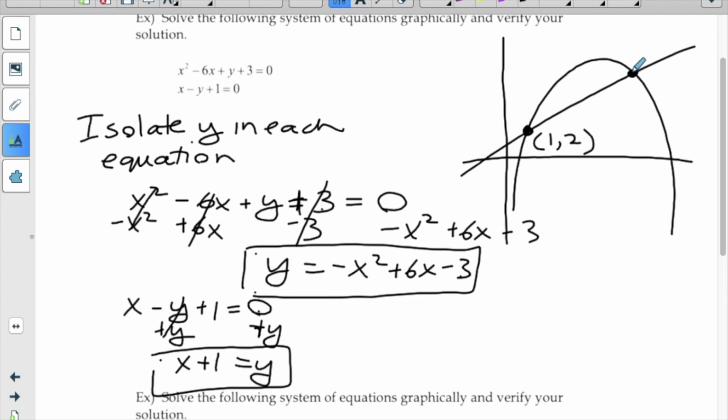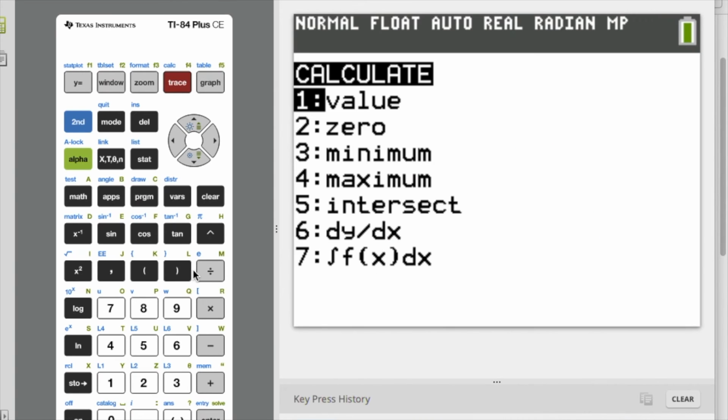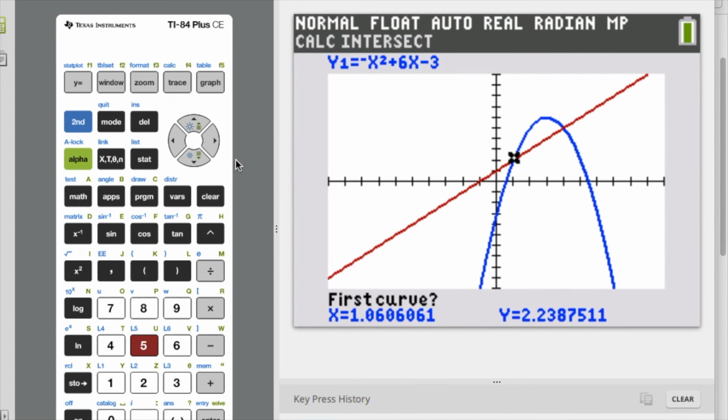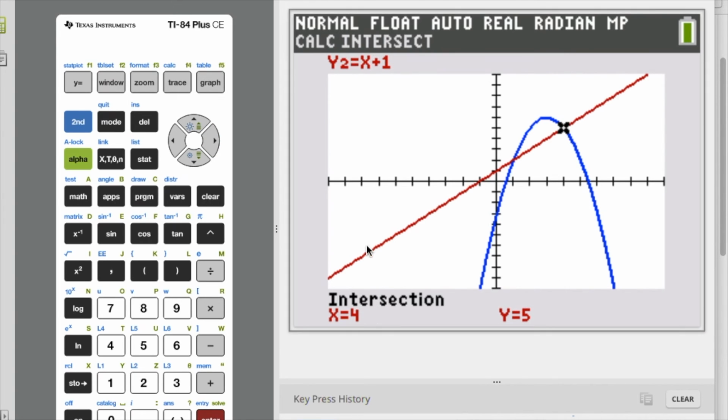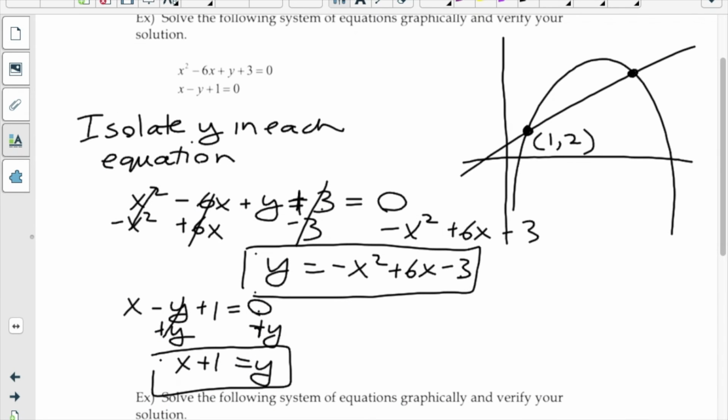And then that guy, if we find that intersection point, I think it was 4 or 5, wasn't it? But let's find it on this one as well. We're going to do the same process all over again. Second trace 5, and now we have to get close to the second intersection point. Hit enter, enter, enter, and there's the second one. It's at 4, 5. Okay?